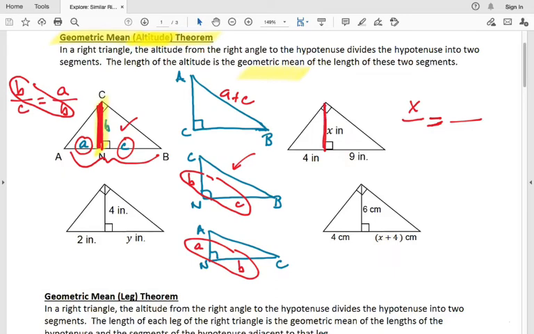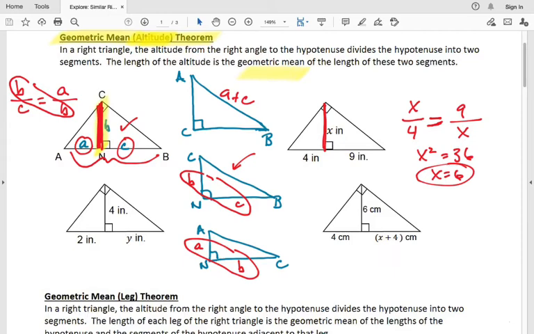Okay, so this middle leg is going to get cross multiplied with itself, and then the other two, the 4 and the 9, are going to go into the other two spots. It doesn't matter which goes where. And then you're going to end up doing x times x, which is x squared, equals 4 times 9, which is 36. So you end up getting x equals 6. And that would be your answer for that one.